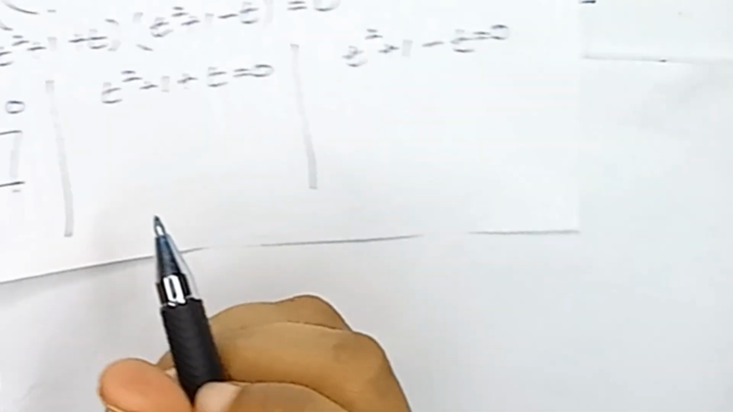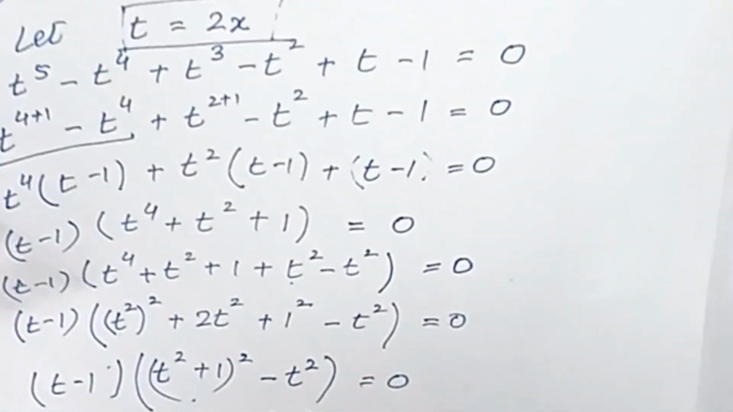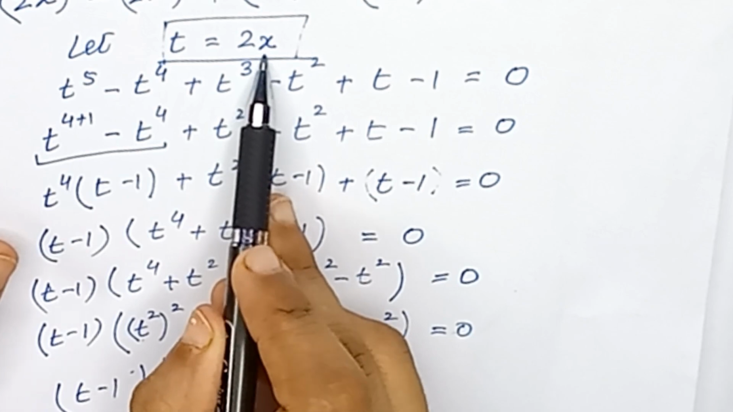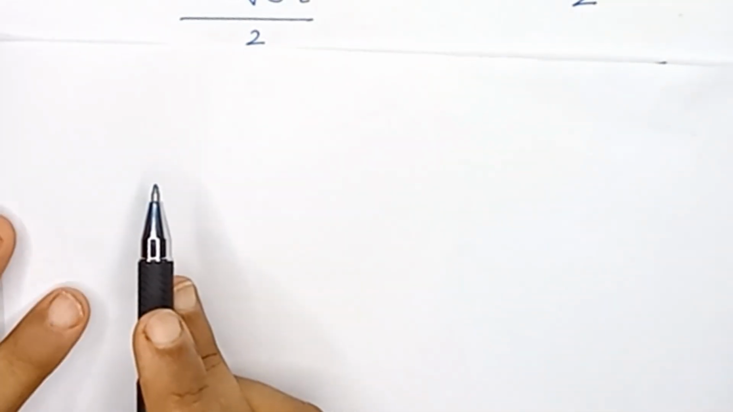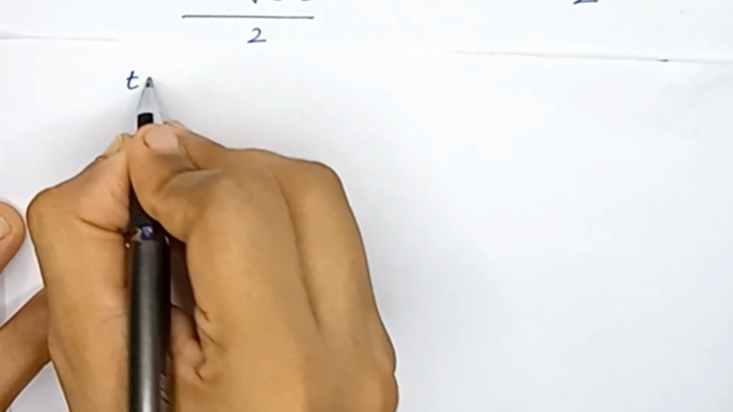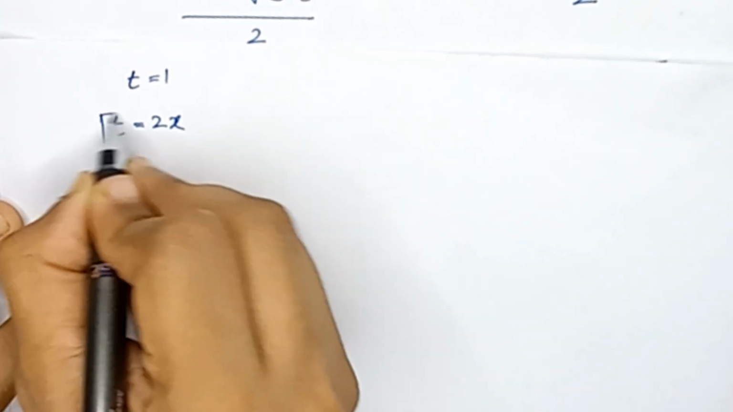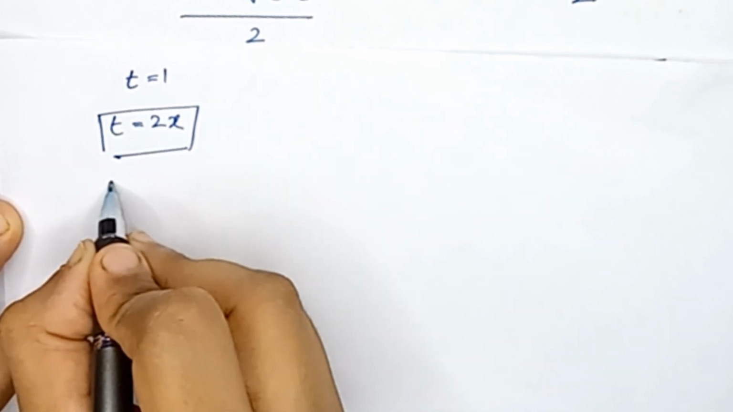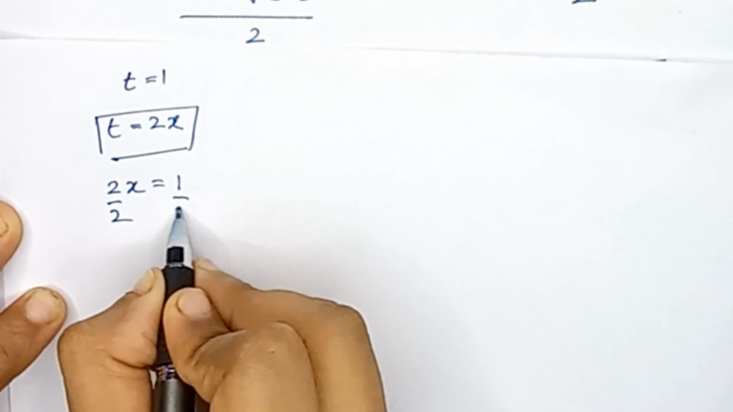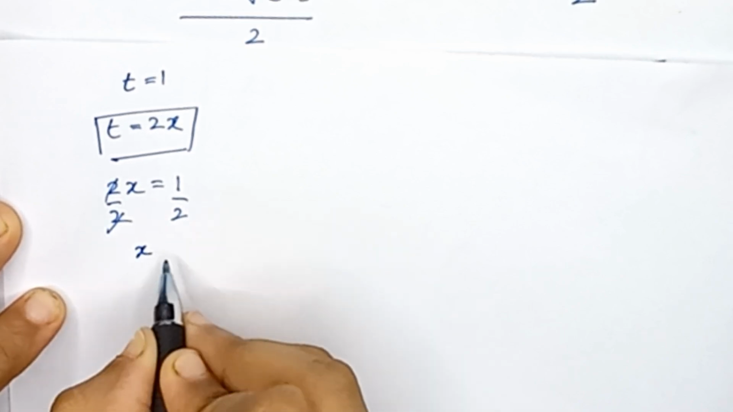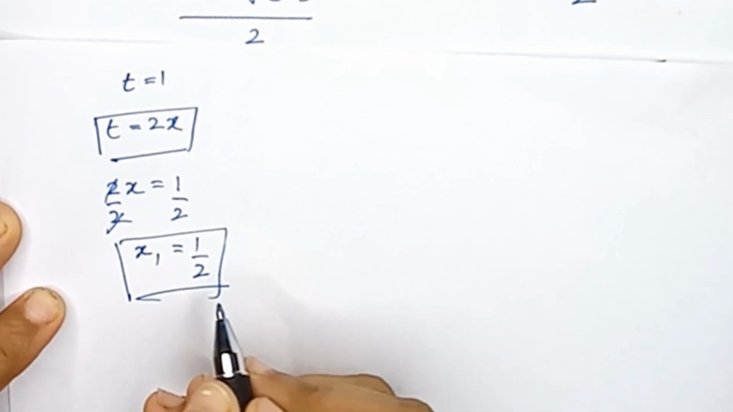Here we have t is equal to 1 as the first value of t, but if we recall that t is equal to 2x, so it will become 2x is equal to 1. When we substitute t is equal to 2x, it will be 2x is equal to 1. When we divide by 2 on both sides, the value of x will be equal to 1 divided by 2. So it is our first value of x.